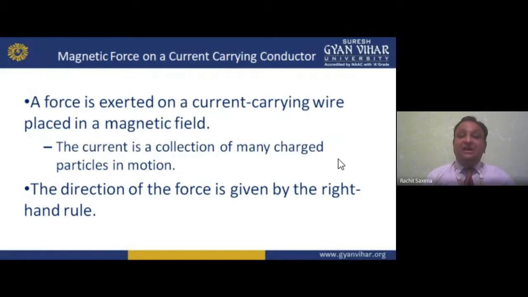Whenever there is a current carrying conductor, for example, I have a magnetic field. In that magnetic field I put a conductor. Due to this magnetic field, the force is applied on this conductor, so it will start to move first here and then like this. So the displacement is there. This is the initial position, this is the final position.